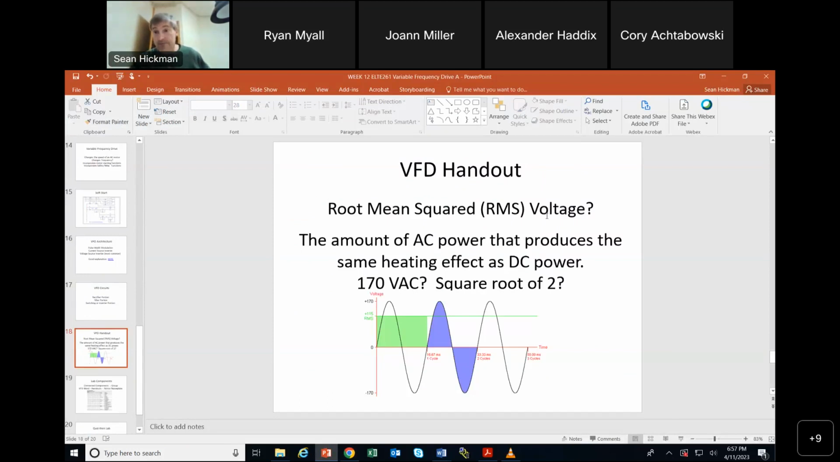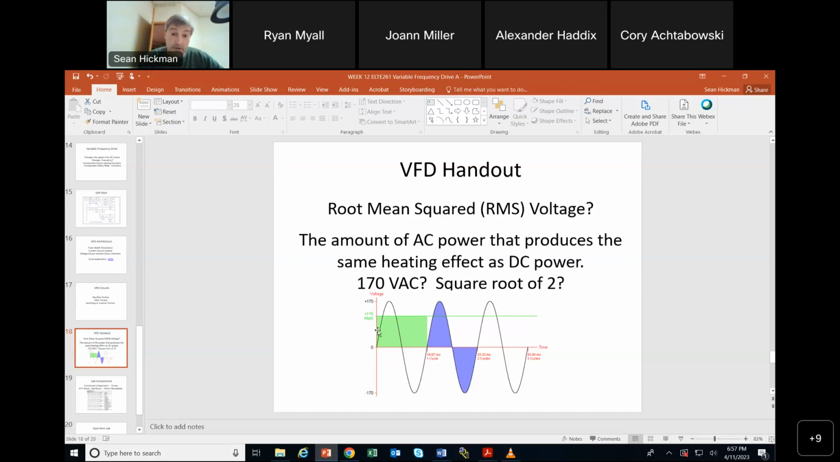You understand RMS? All right. RMS, I'll go real quick. The amount of AC power that produces the same heating as a DC. So this goes plus and minus, plus and minus. And so inside of this curve, down here and up here, all this blue here is where you can do work. That's your work, right?